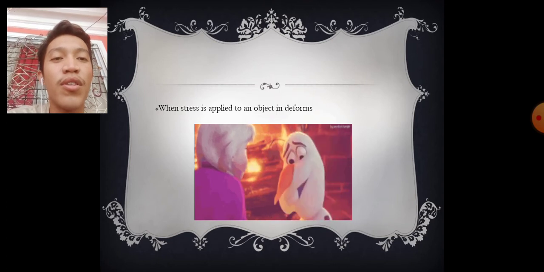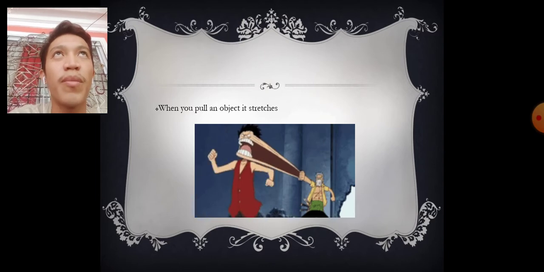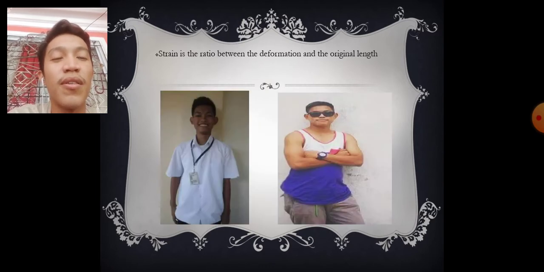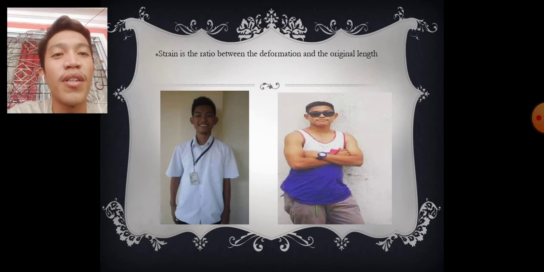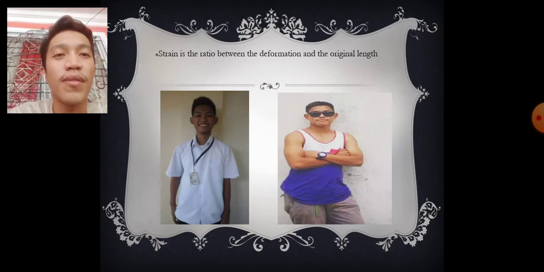So when stress is applied to an object, it deforms. And just like Luffy, when you pull an object, it stretches. Or imagine a rubber band. Or for a person, imagine your friend is 20 kilograms 2 years ago. Then after 2 years, he becomes 40 kilograms. So there is a change of weight to your friend.